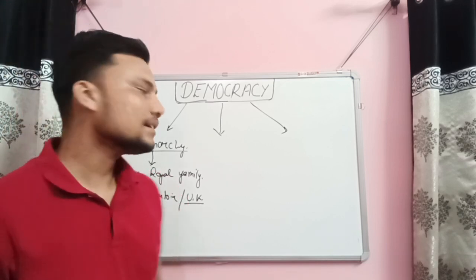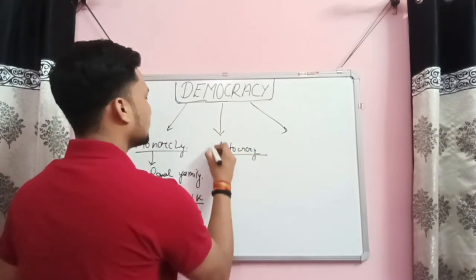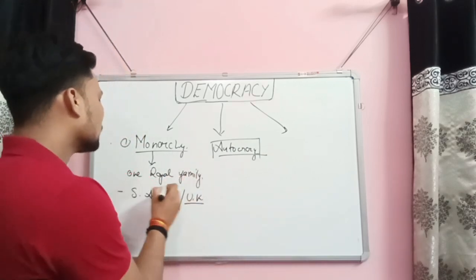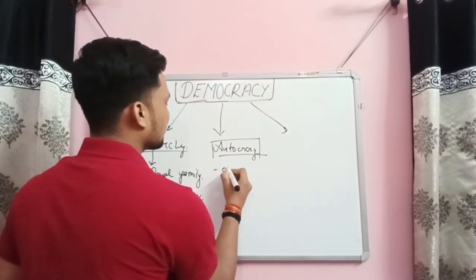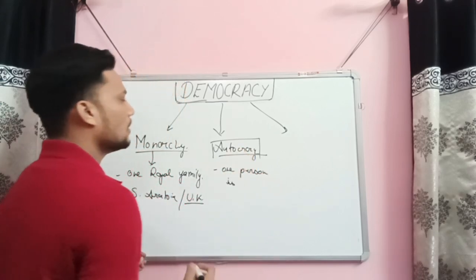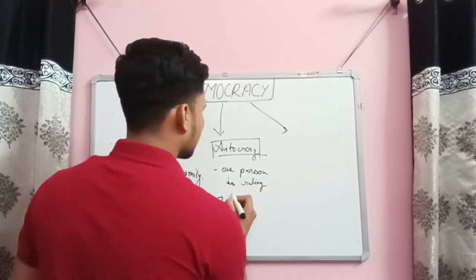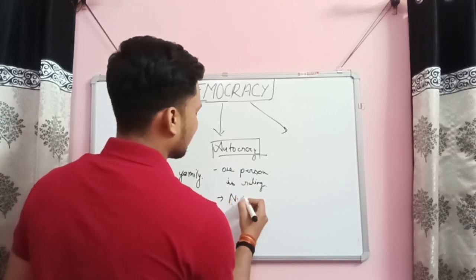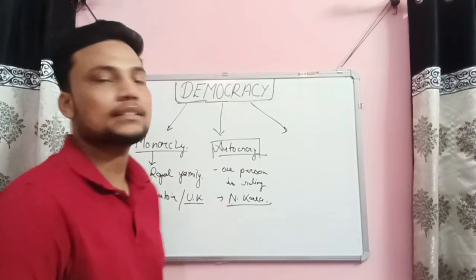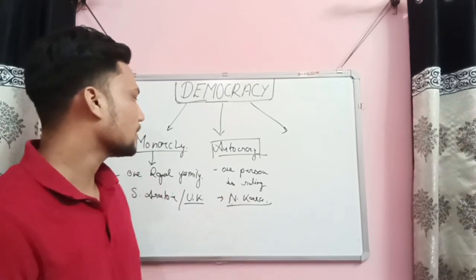And the second form of government is autocracy, where these both look the same, and even the majority of the part is the same. But in monarchy one royal family is ruling, and here one person is ruling. Any example of autocracy? Yes, we have examples also, like North Korea, not South Korea. North Korea. Here who is ruling? Kim Jong Un. He is a dictator and he is still ruling all the internal and external factors of the country.